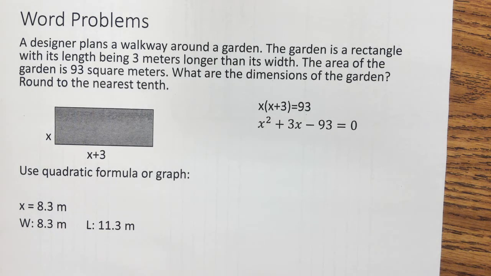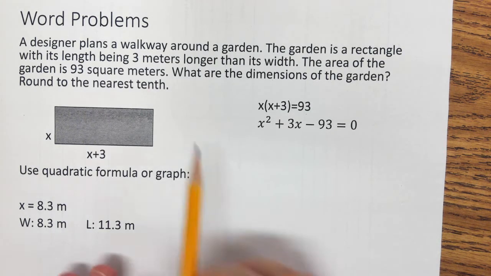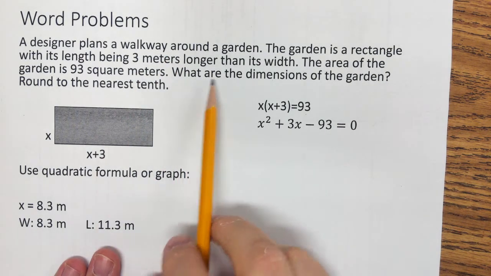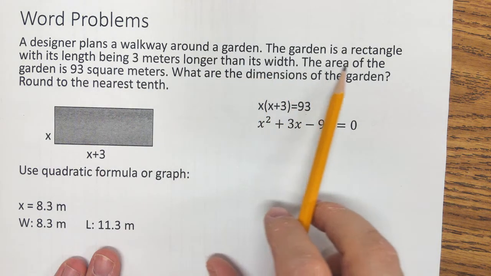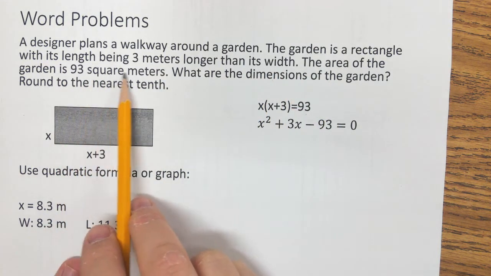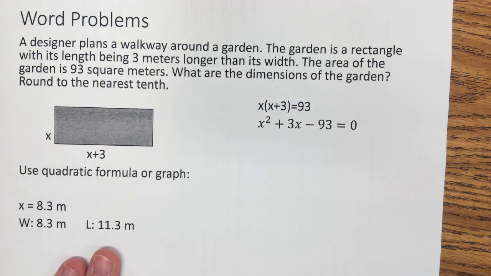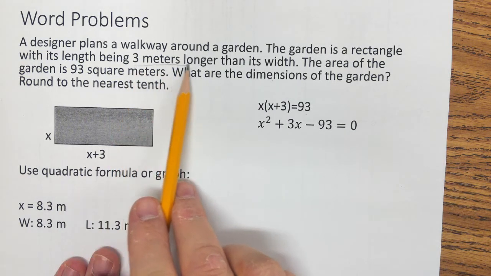So here we've got this problem. It says a designer plans a walkway around a garden, and the garden is rectangular with its length being 3 meters longer than its width. The area of the garden is 93 square meters. What are the dimensions of the garden? Round to the nearest tenth. Okay. So, I know that the length is 3 meters longer than the width.